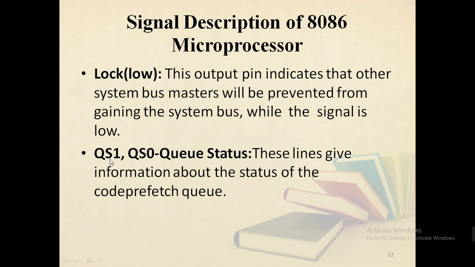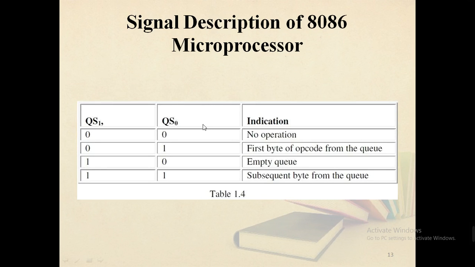Coming to QS1, QS0, that is Q status. These lines give information about the status of the code prefetch queue. It represents a table of QS1 and QS0. Simply, it represents the status of the queue. If it is 0, 0, no operation. If it is 0, 1, first byte of opcode from the queue. If it is 1, 0, that represents empty queue. If it is 1, 1, subsequent bytes from the queue.